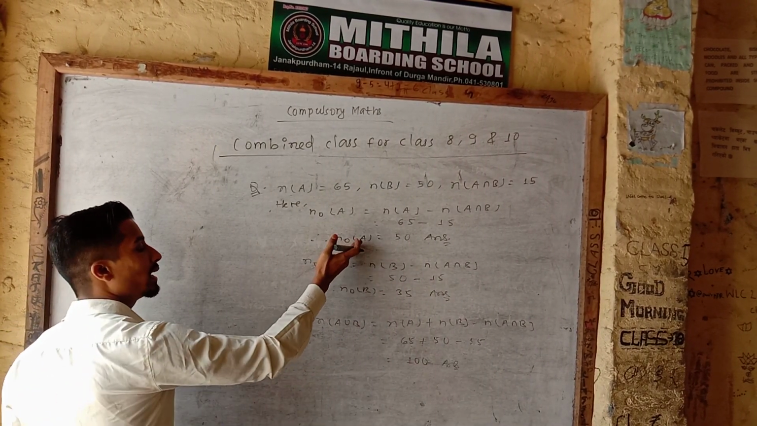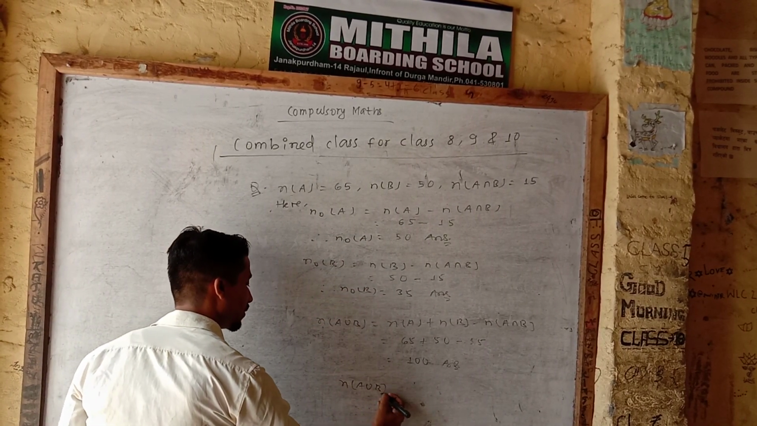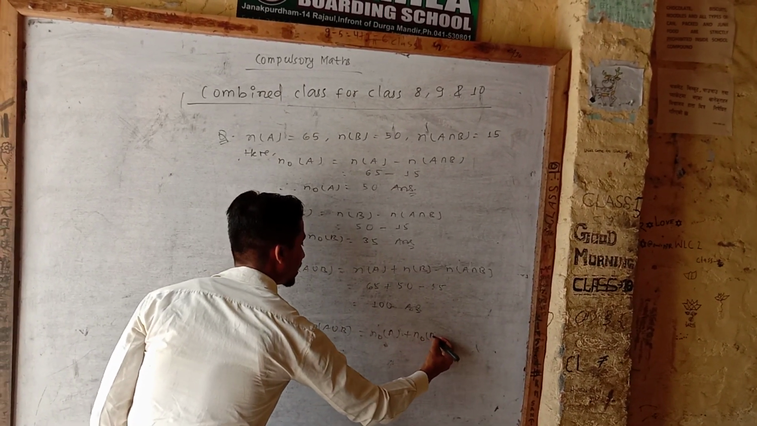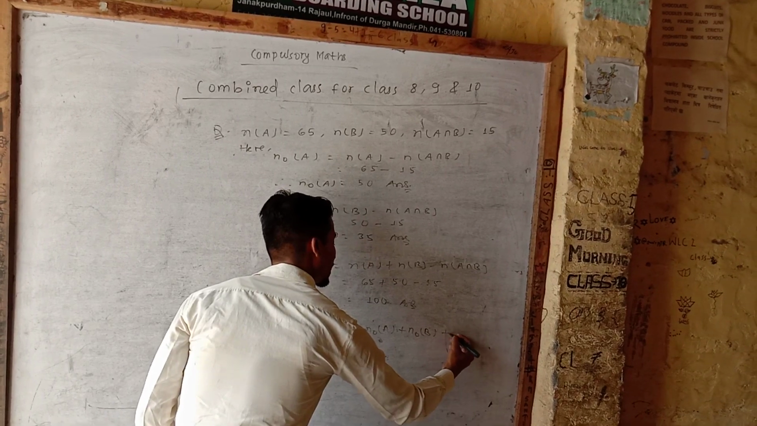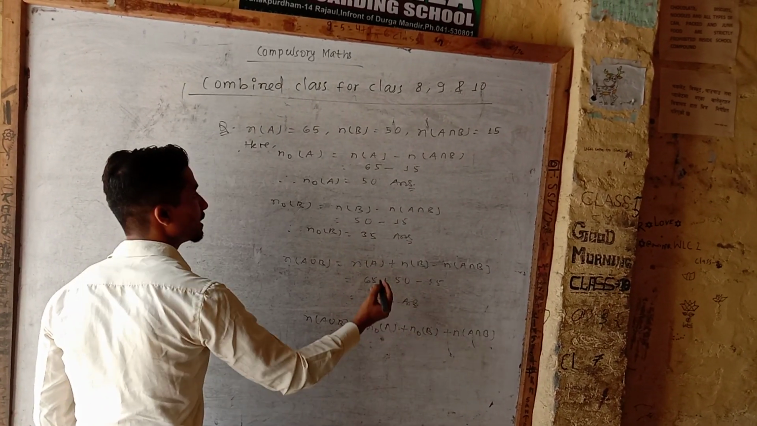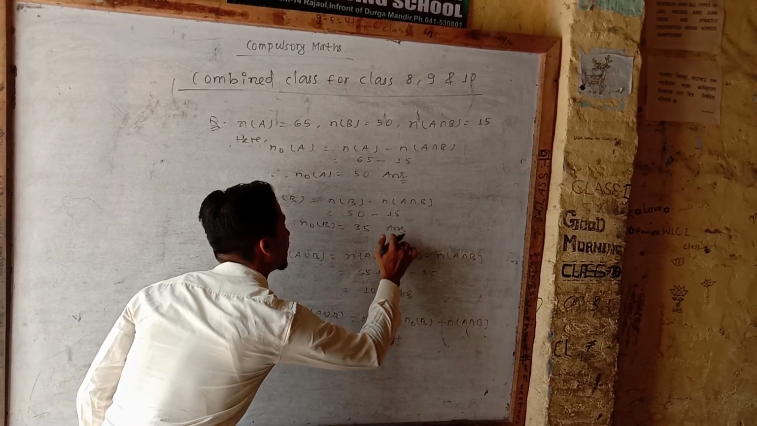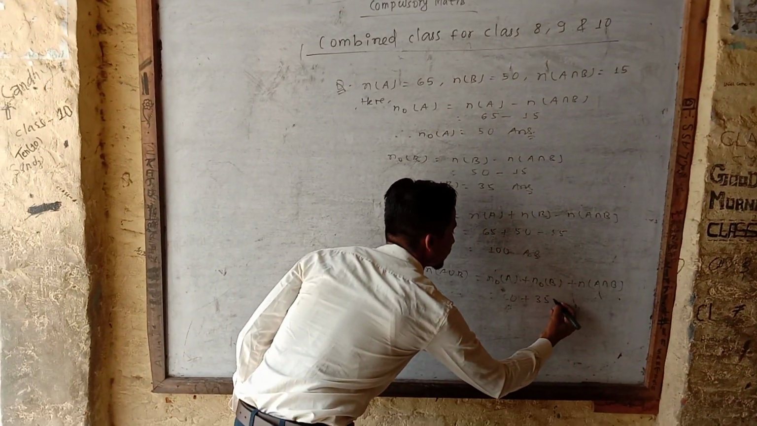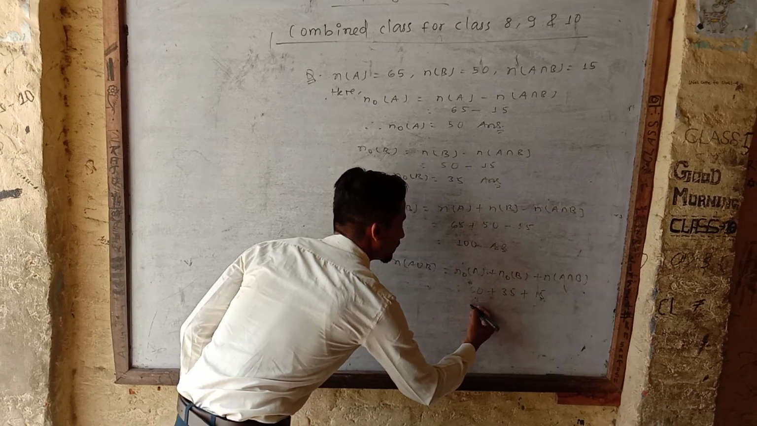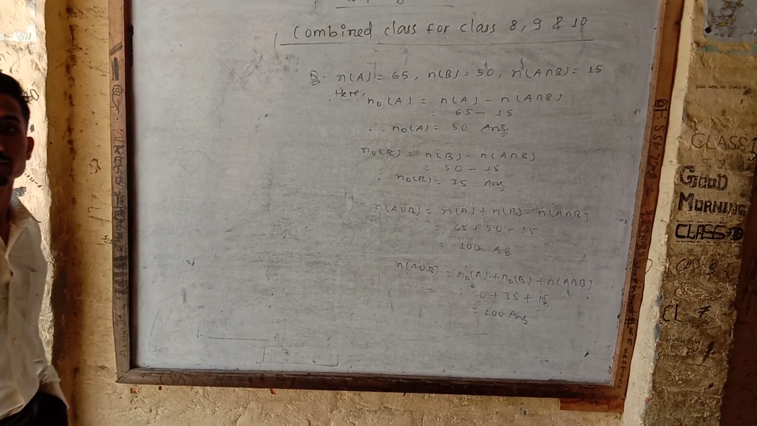If we are given only A and only B, in that case, if we have to find A union B, we will use N only A plus N only B plus N(A intersection B). N only A is 50, N only B is 35, and A intersection B is 15. So in this way also we will get 100.